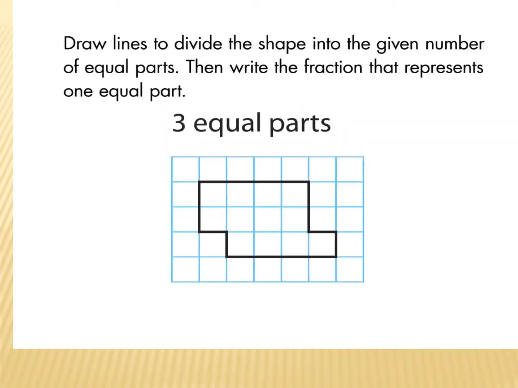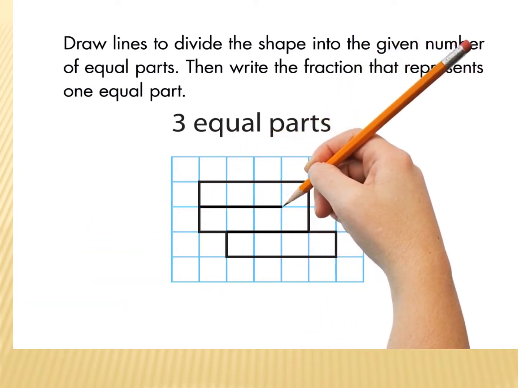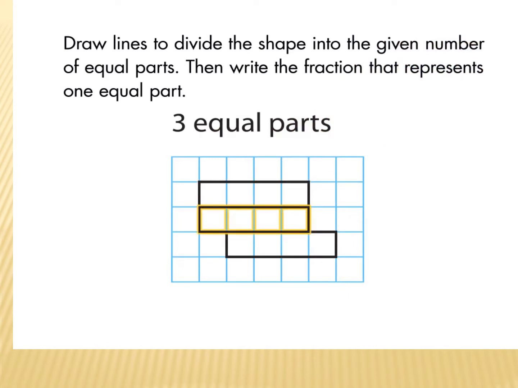This problem is key because students use what they know about dividing shapes to divide an irregular shape into 3 equal parts. Then, they write the fraction that names each of the equal parts. Listen and look for students who see that the shape is made up of 3 same-size rows. So, they draw 2 horizontal lines to divide the shape into 3 rows of 4 unit squares each. Then, they write the fraction 1/3 to show that each row is one of 3 equal parts of the whole shape.